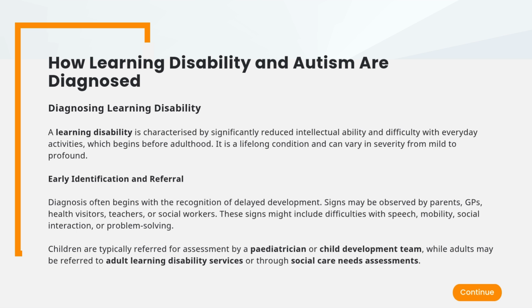Early identification and referral. Diagnosis often begins with the recognition of delayed development. Signs may be observed by parents, GPs, health visitors, teachers, or social workers. These signs might include difficulties with speech, mobility, social interaction, or problem solving. Children are typically referred for assessment by a pediatrician or child development team, while adults may be referred to adult learning disability services or through social care needs assessments.